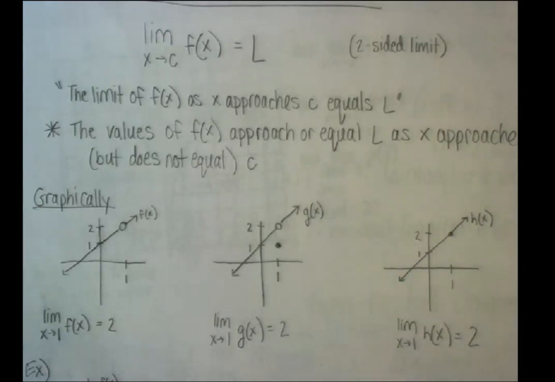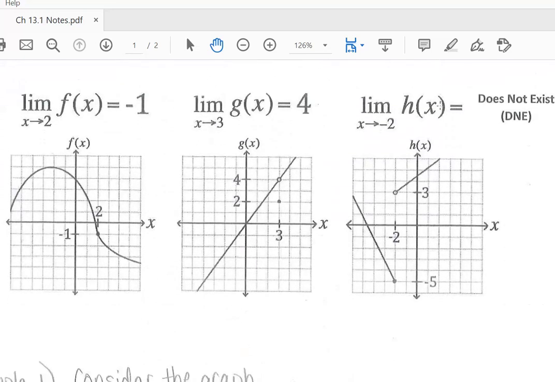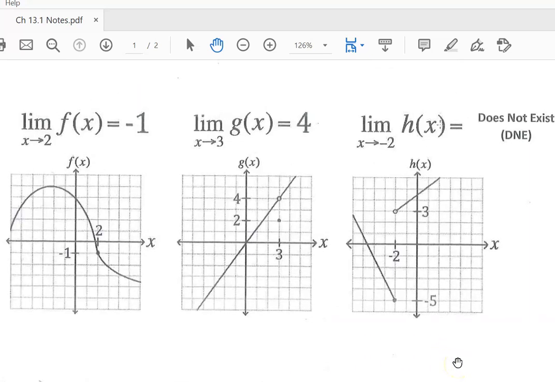To give you a couple more examples, let me pull something up here. Just a few more examples to help understand. In this graph, it says the limit of f of x as x approaches 2. So I'm looking where x equals 2, and I'm trying to approach it from both sides. Watch that hand as I approach x equals 2. From both sides, I'm getting closer to the y value of -1. So that's why we can say the limit equals -1.